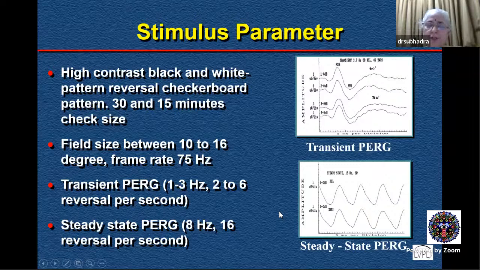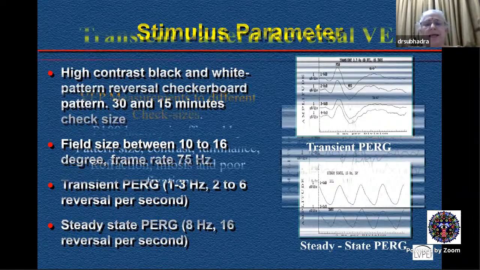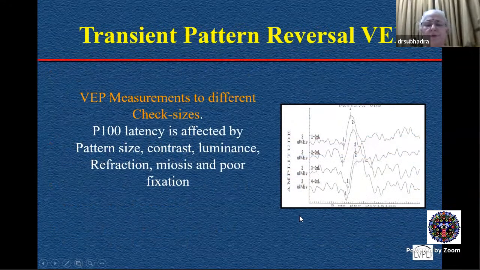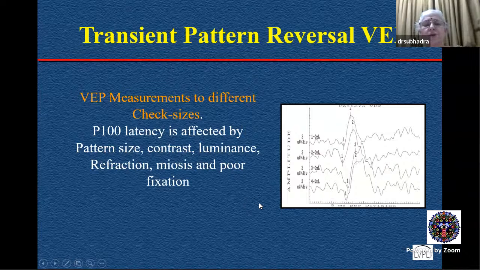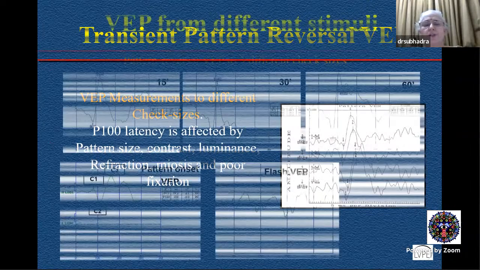So when you're doing the test, the current machines are set to certain standards. But if you're trying to do some research, you can change those standards and then you will get something else. Same thing for VEP. If you are doing VEP, you have to set the parameters. If you change the parameters, then it will show a difference. Like if you do it for different check sizes or different contrast, then you will get differences.